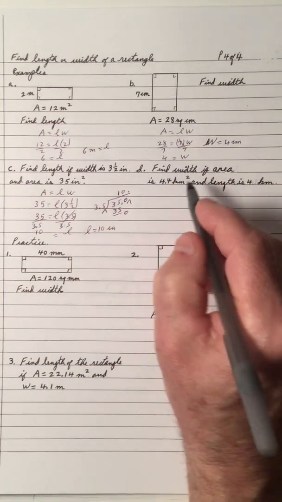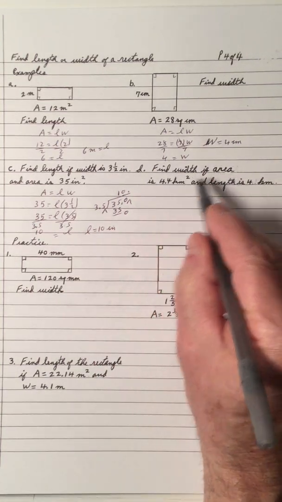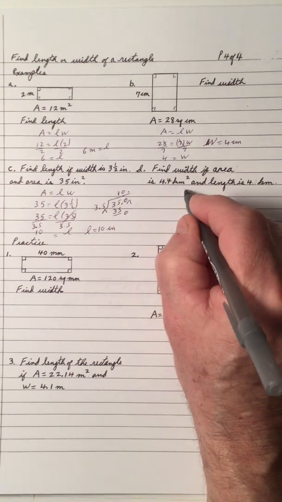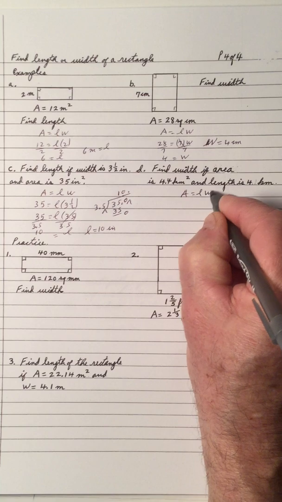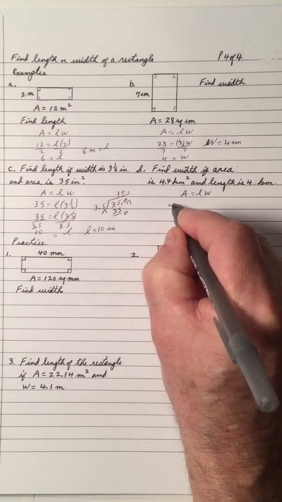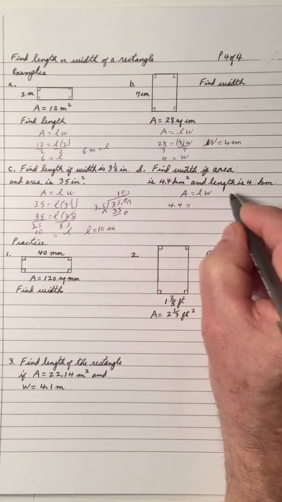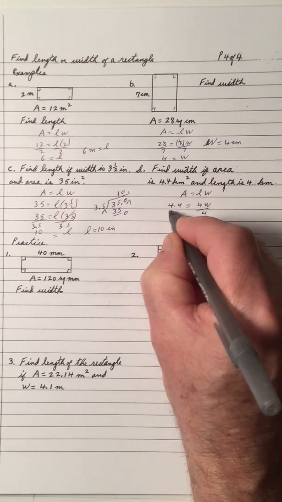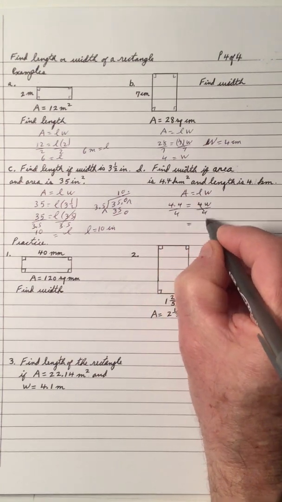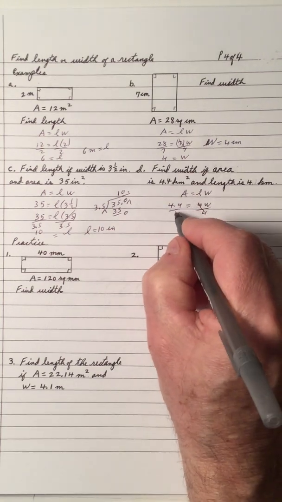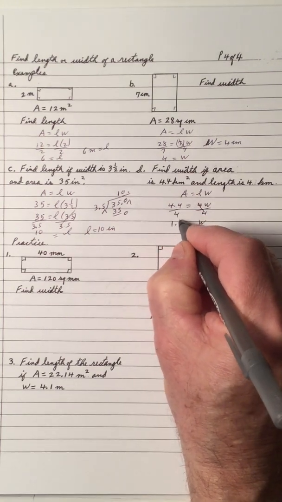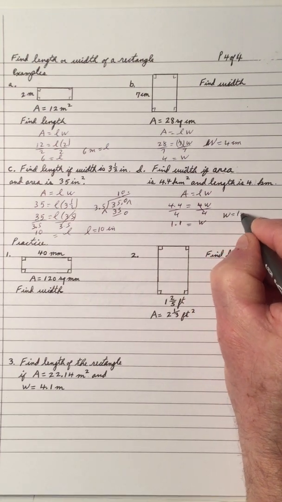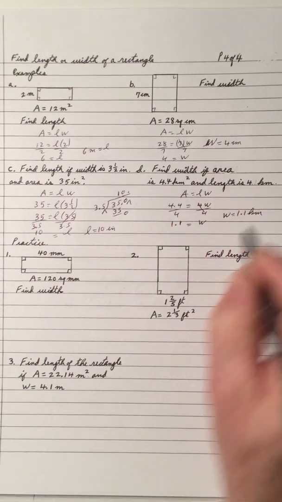And D, it says find the width if the area is 4.4 and the length is 4, and they're kilometers. So the area is length times width. The area is 4.4, and the length is 4, and we divide both sides by 4. 4's cancel, I get W, and 4 into 4 goes 1, decimal place, 4 into 4 goes 1, so it's 1.1. So the width is 1.1 kilometers.